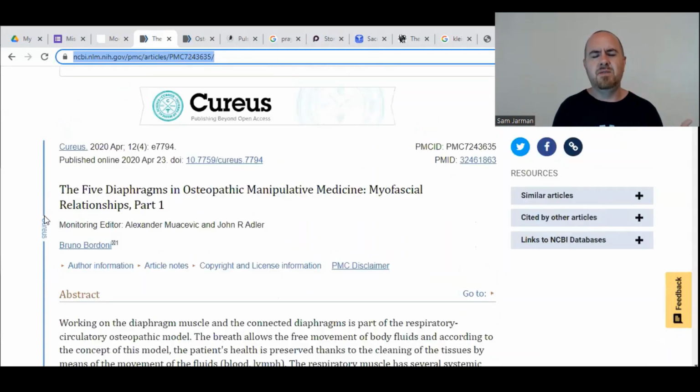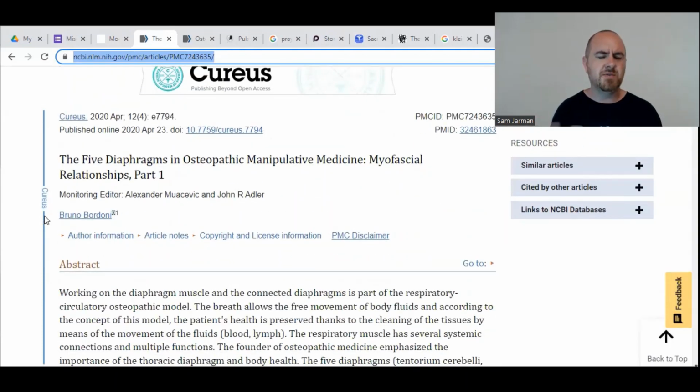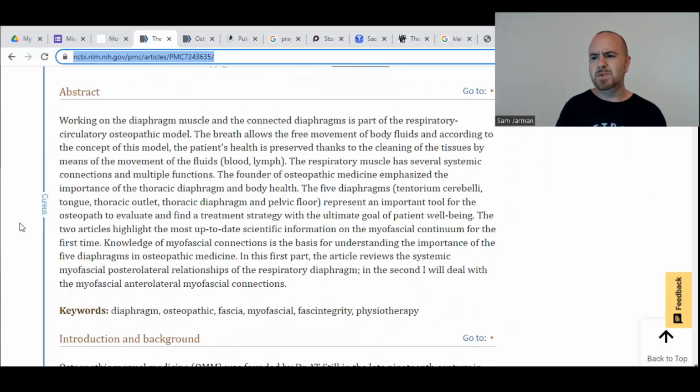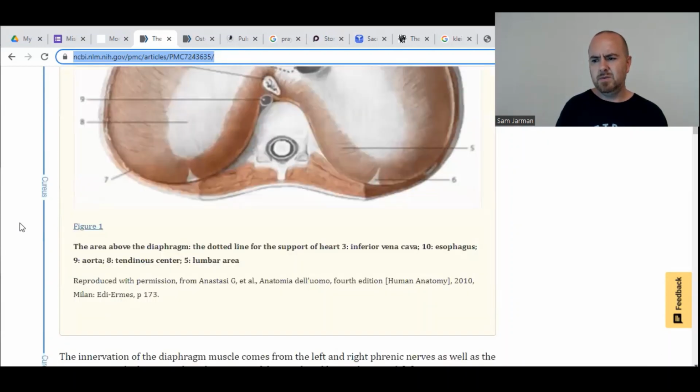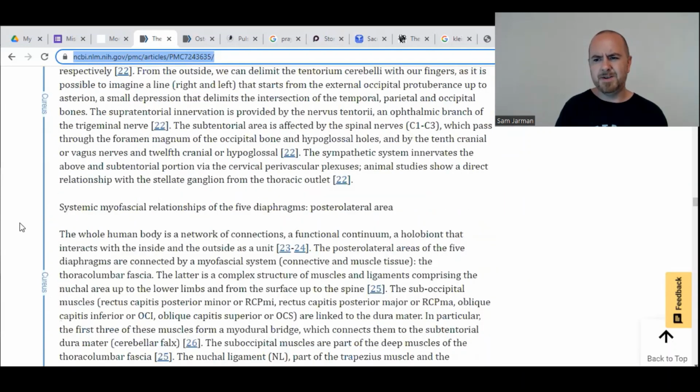This relates very, very much to the respiratory circulatory model. There used to be, you would hear the 4 diaphragms, now you hear the five diaphragms. So the tentorium cerebelli, the tongue, the thoracic inlet, the respiratory diaphragm, and the pelvic floor. All right, you see that. Do I have this highlighted? And I probably don't.